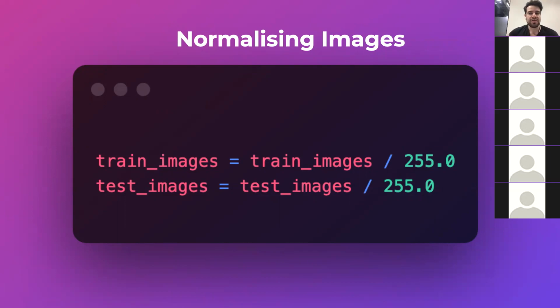Does anyone know why we normalize images before we pass them to the neural network to train? No one knows?